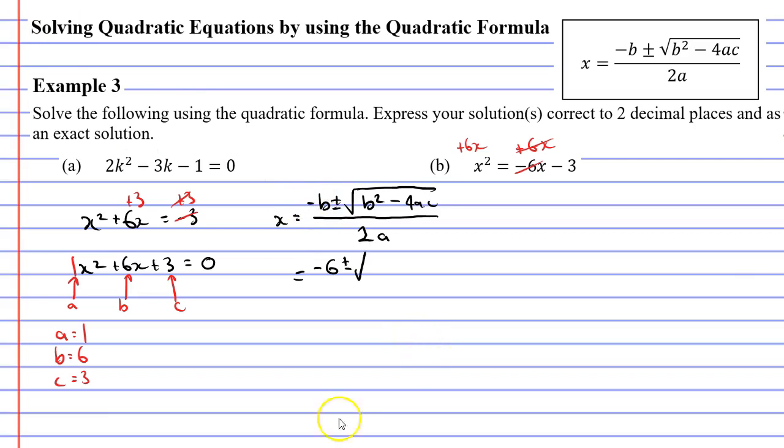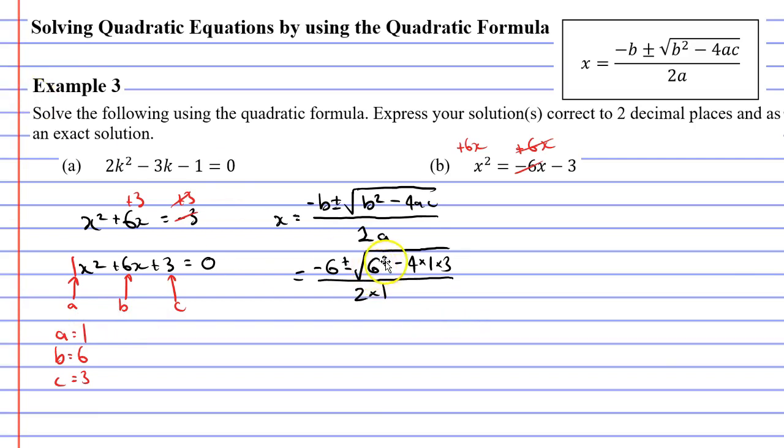Then we have the square root sign. B is 6, so I'm going to replace the b with a 6. I get 6 squared minus 4. And I'm timesing 4 by a and c. A is 1 and c is 3. So we times 4 by 1 and 3, and extend the square root sign. All of this over 2a. Now a is 1, so it's going to be 2 times 1 for the denominator.